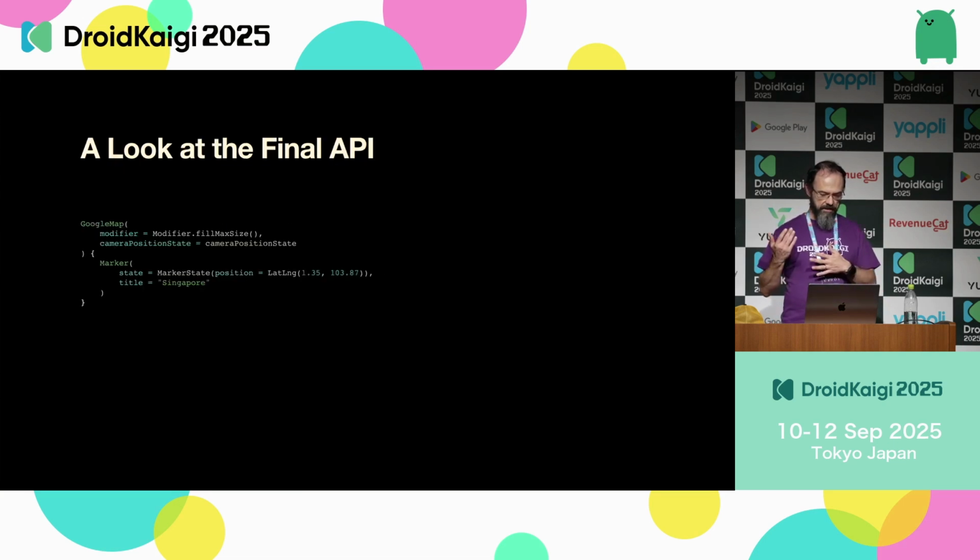This is a look at the final API. We have our Google map. We can pass our modifier. We can insert a marker with a given title and state. We have hidden all the map complexity and exposed everything via Compose.